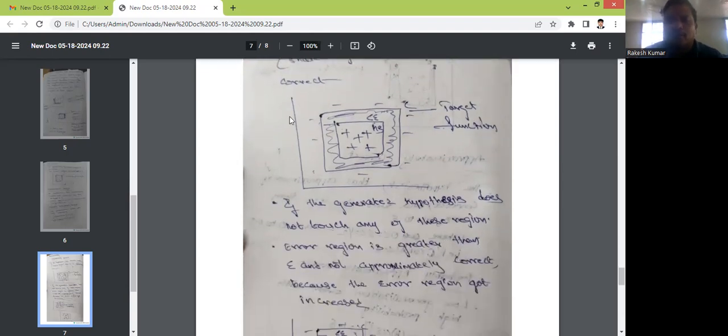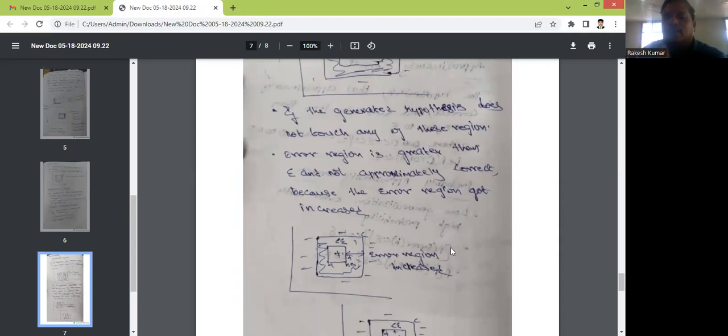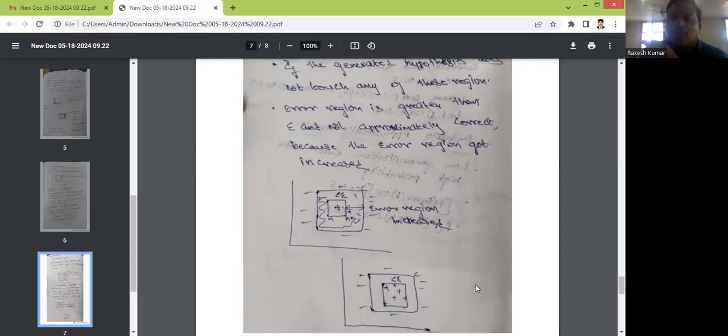So here you can see this is epsilon. C is the target function here, and H is the hypothesis of that. If the generated hypothesis does not touch any of this region, the error region is greater than epsilon and not approximately correct, because the error region got increased. So here you can see in the next graphical representation the error region is increasing. How is it increased? Here you can see this.